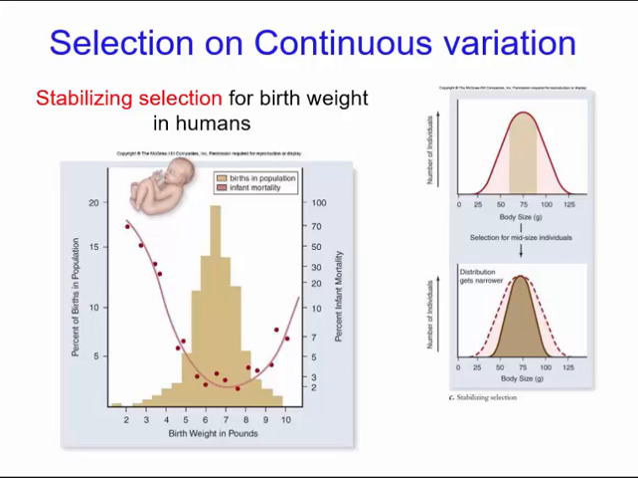Stabilizing selection is removing those extremes from the distribution. And the example that I give here is human birth weight. So if we look at the bars here, these are the births in the population relative to size. And then the line here shows infant mortality. So really small babies, usually premature, or really big babies, we start to see increased infant mortality. And we see fewer of those births. We see a lot of births kind of in the middle, sort of a sweet spot in terms of size and lower infant mortality. So this has this narrowing of the distribution.